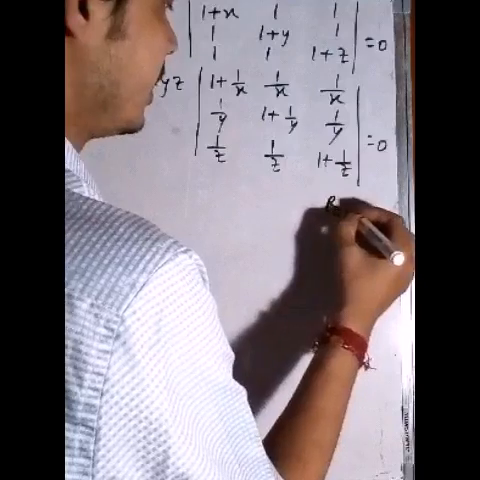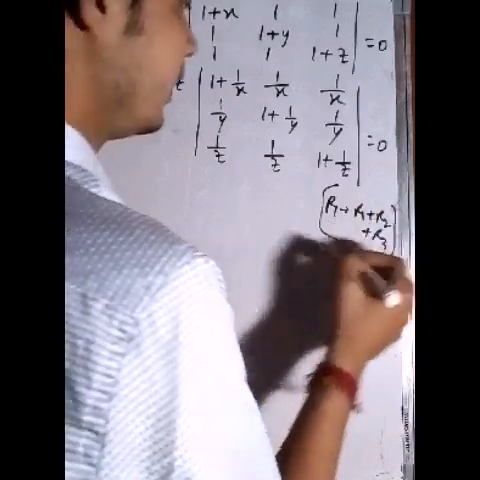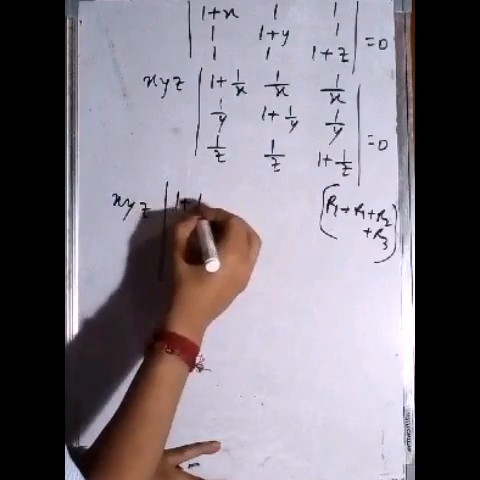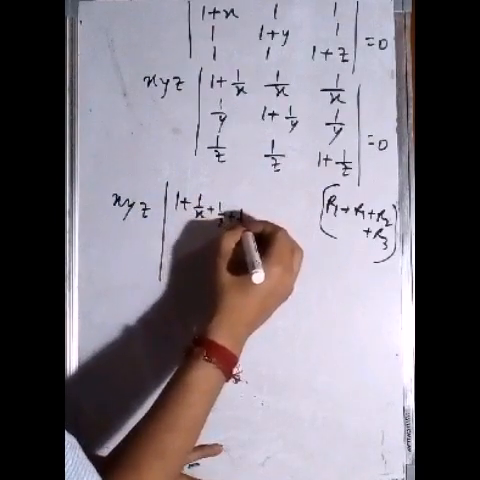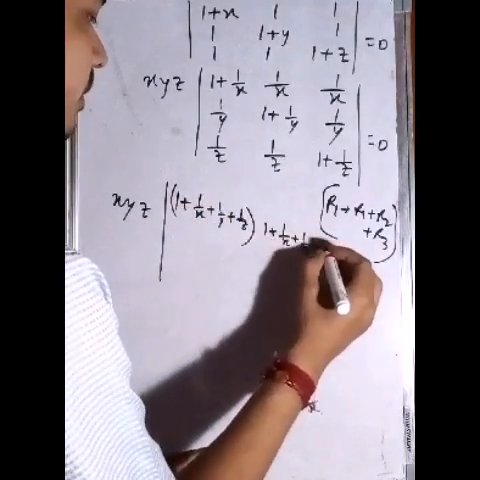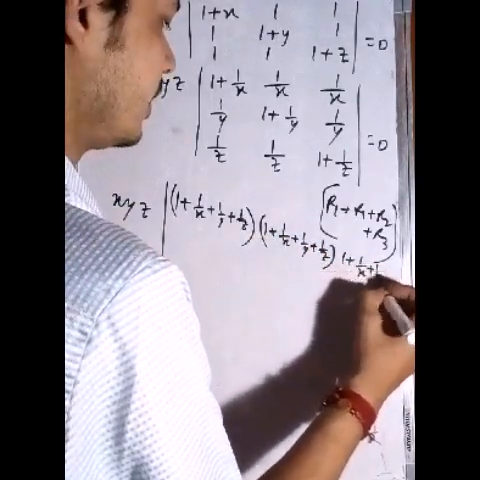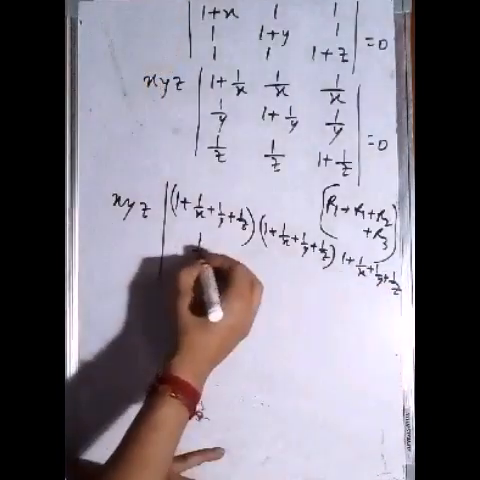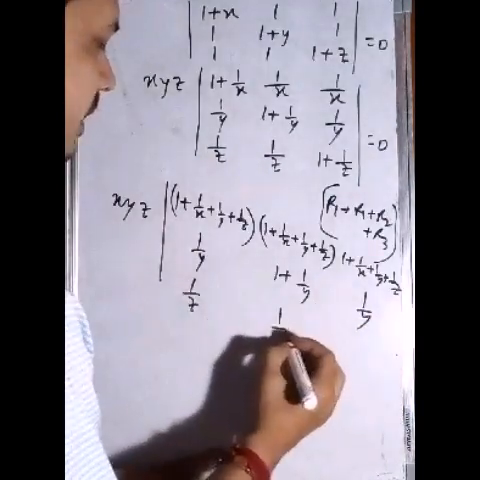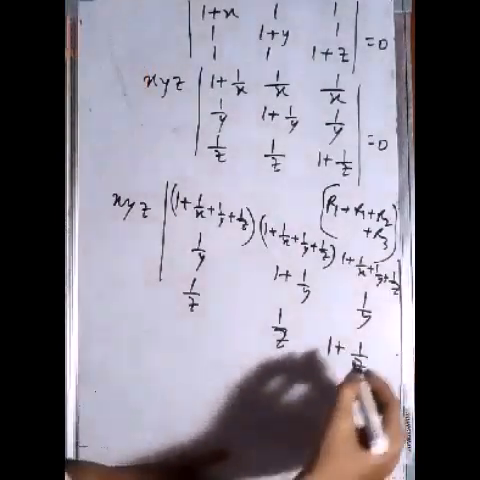Now we operate R1 going to R1 plus R2 plus R3. This is our operation. So x, y, z times the determinant with first row: 1 plus 1 by x plus 1 by y plus 1 by z, here also 1 plus 1 by x plus 1 by y plus 1 by z, and here also 1 plus 1 by x plus 1 by y plus 1 by z. The second row: 1 by y, 1 plus 1 by y, 1 by y. The third row: 1 by z, 1 by z, 1 plus 1 by z. This is equal to 0.